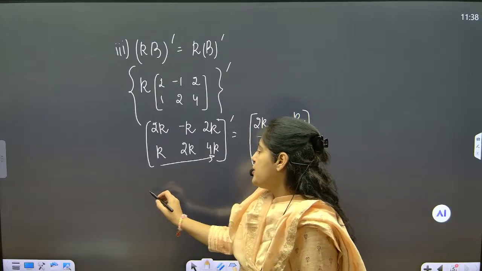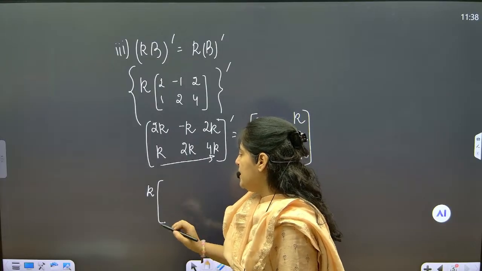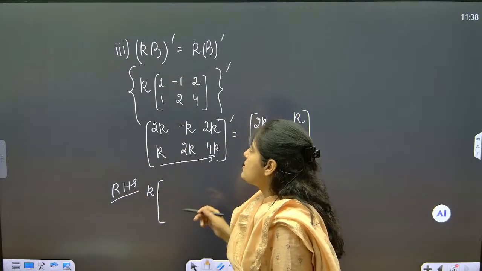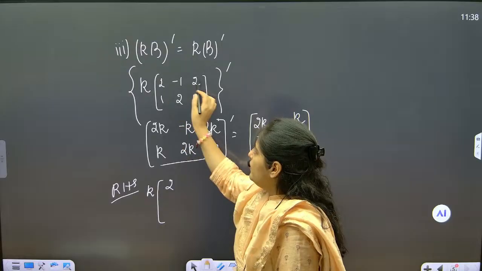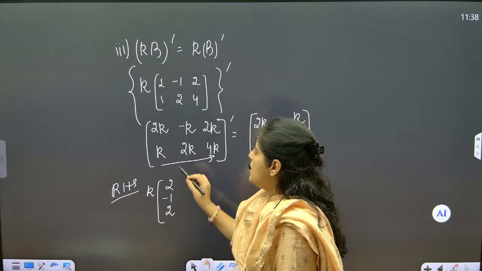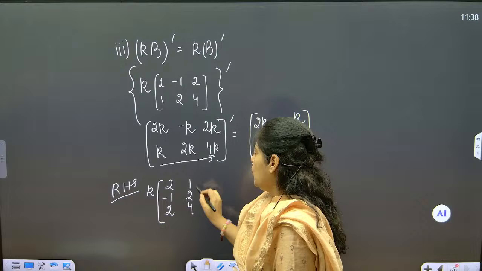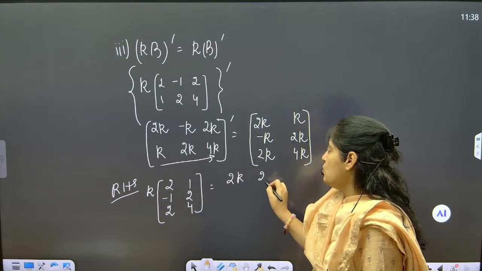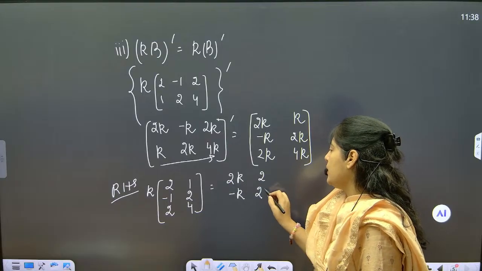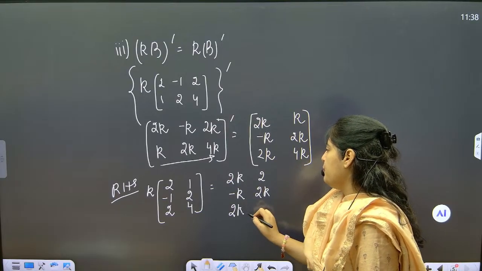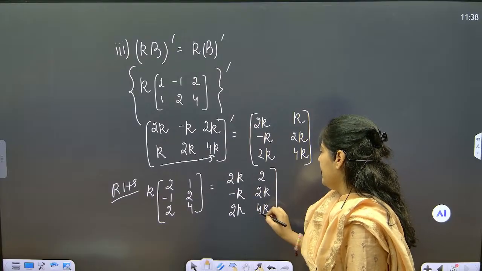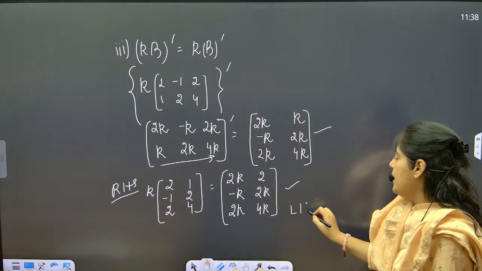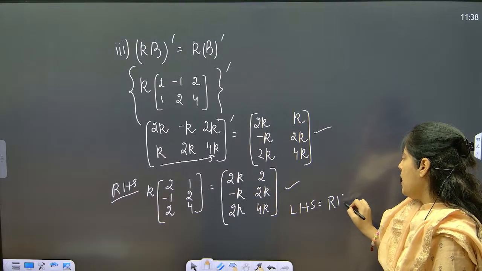Now talk about RHS. On the RHS he is saying we have to do the B transpose. B transpose is nothing but first row will become first column, second row will become second column. Now multiply it with K. So it will become 2K, 2, minus K, 2K, 2K, 4K. So can you see these two matrices are the same? LHS equals RHS.